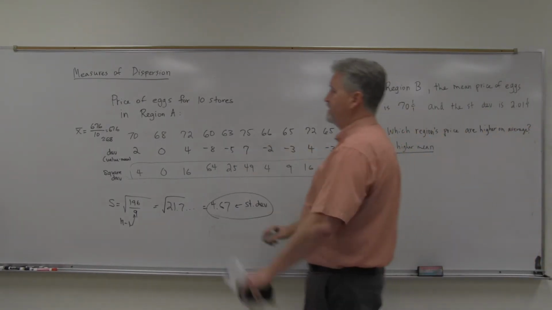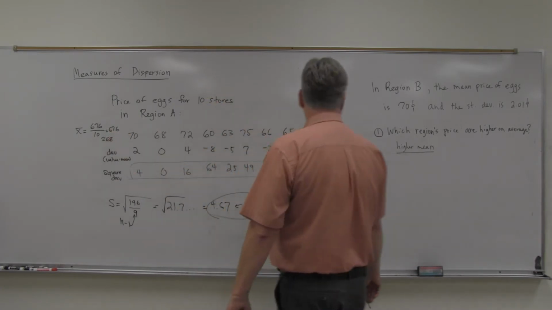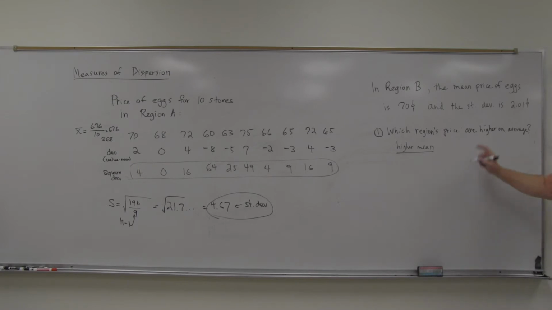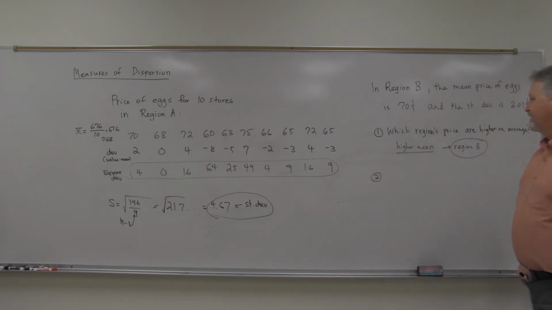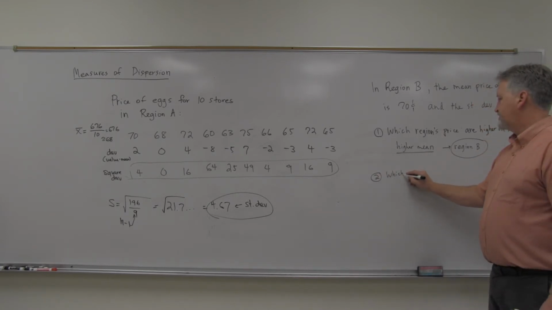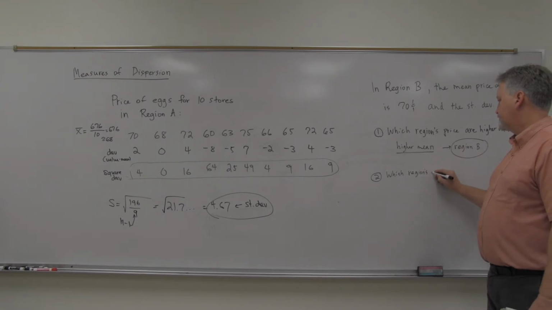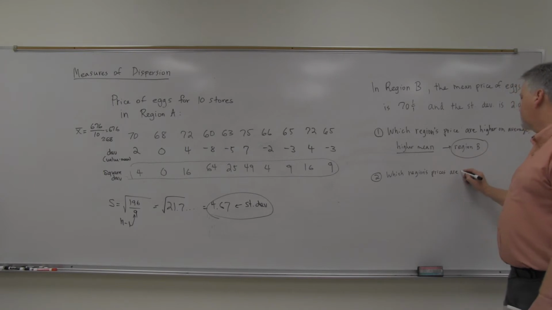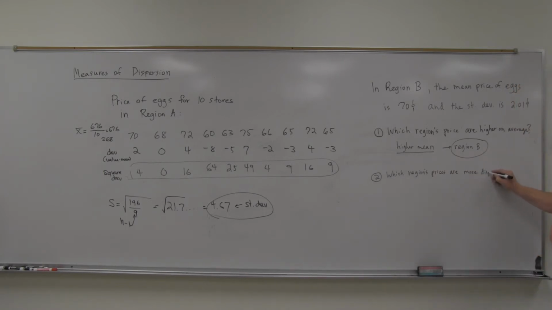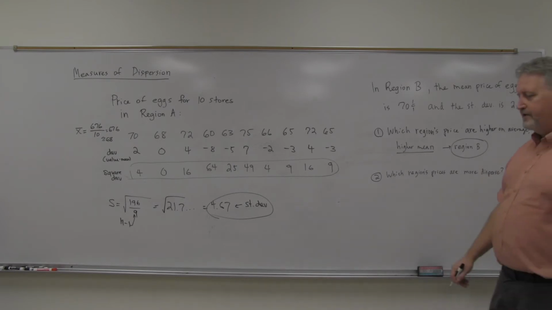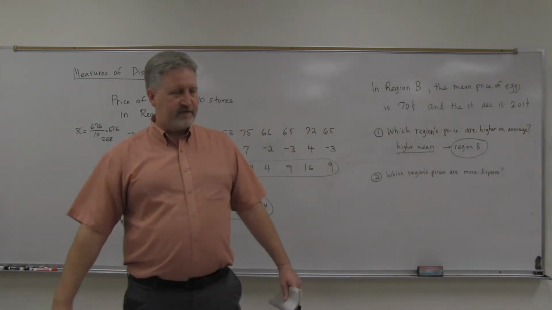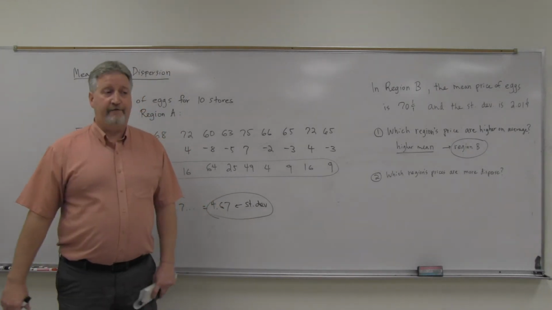All right, so the mean of Region A, we said 68. Region B has 70, so which region's prices are higher on average? Region B. It's got a mean of 70. With me there? Okay. Number two. Which region's prices are more dispersed? Which region's prices would be more dispersed based on our calculations and given data here?